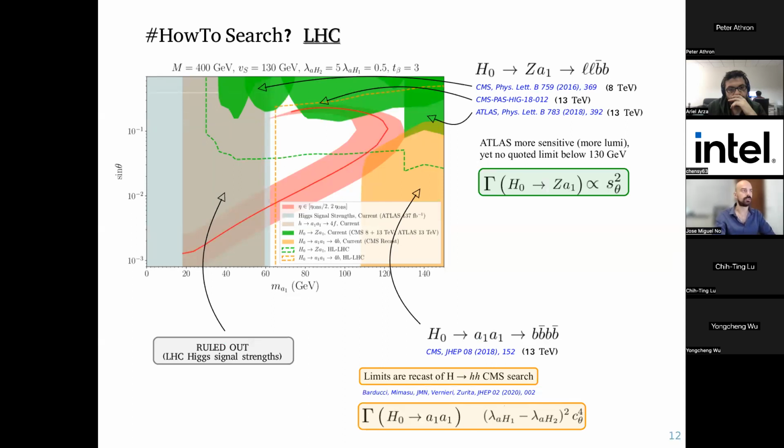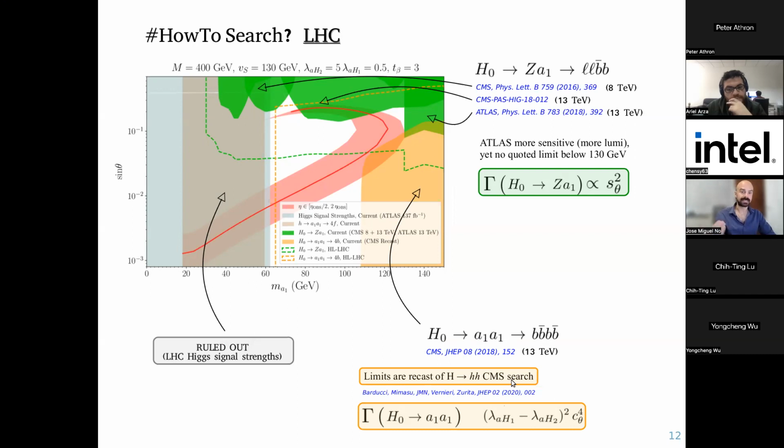Totally. Both searches, the one in green and the one in orange, depend significantly on the mass of the H naught. One important clarification: the orange search does not exist yet. I think I said it quickly. The search that does exist is a CMS search, which was looking for H naught to 125. So it's a resonant Higgs search.